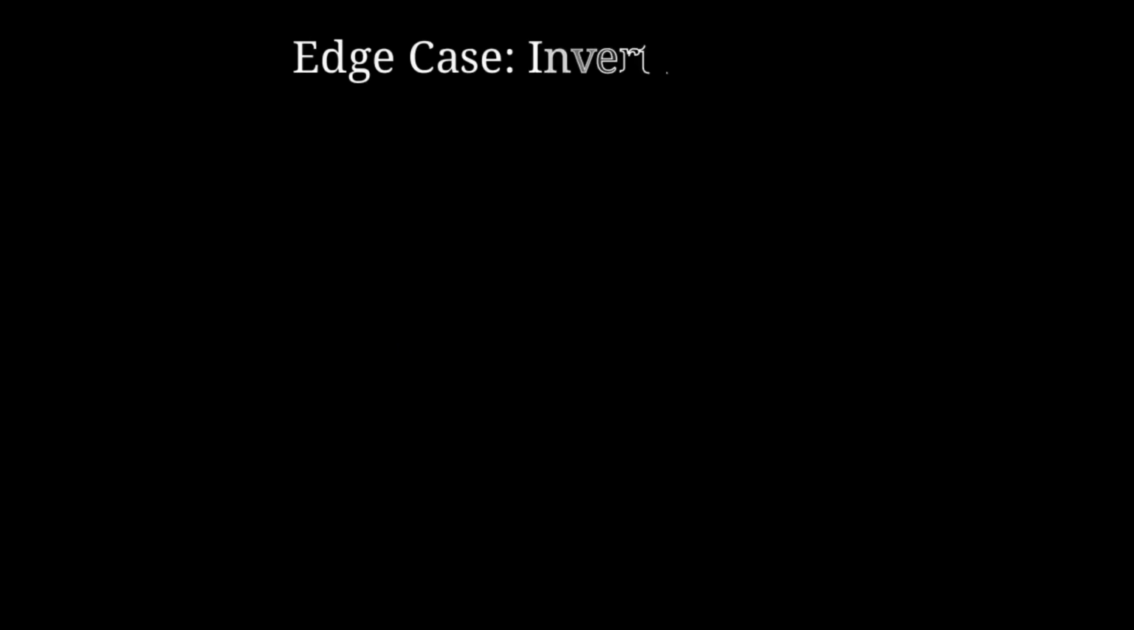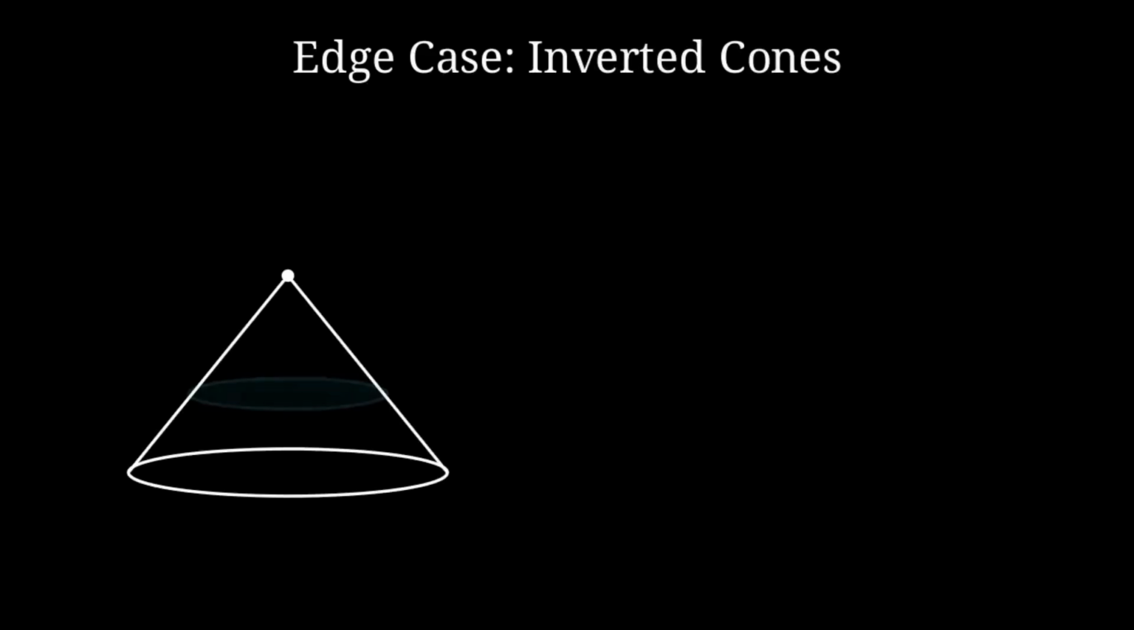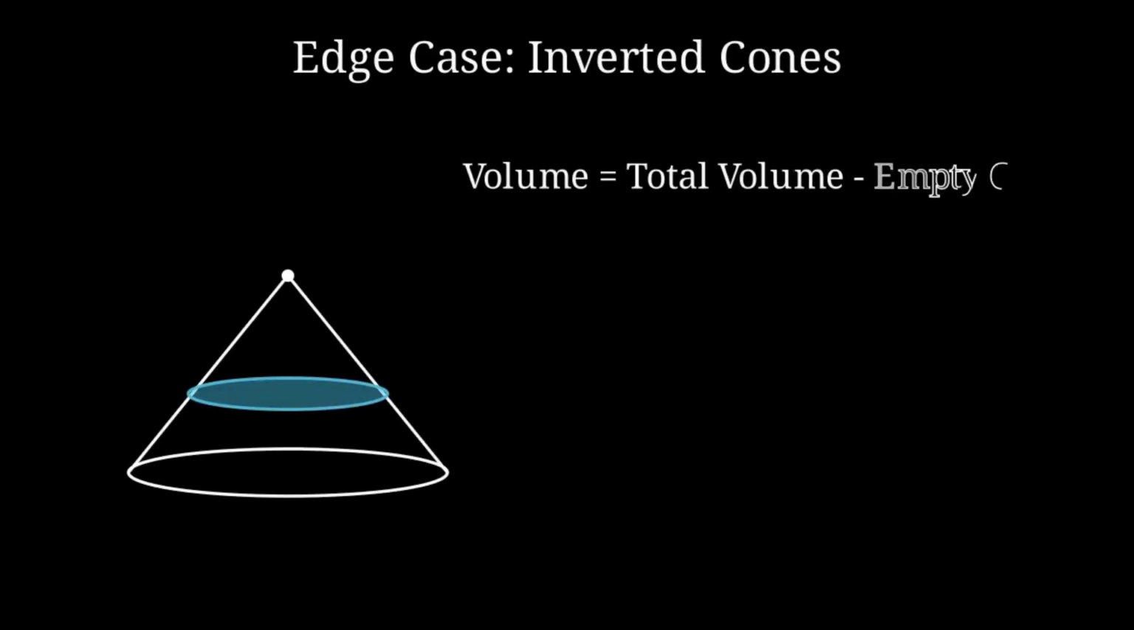Be careful with the orientation of the cone. If the cone is inverted with the point at the top, the similar triangle's relationship changes. You would be calculating the volume of the empty space at the top and subtracting it from the total volume. Always draw a diagram to confirm your geometry before starting the calculus.